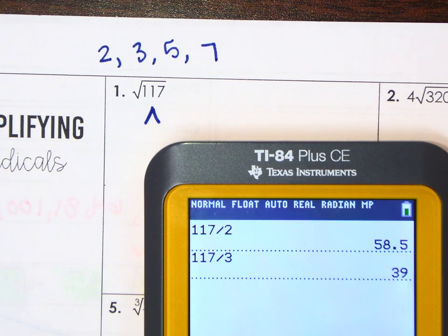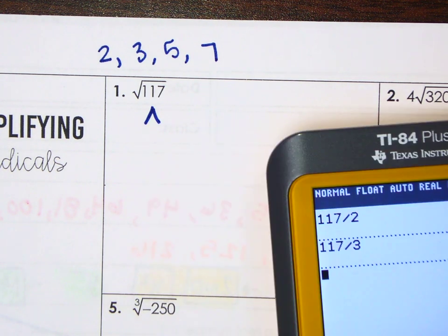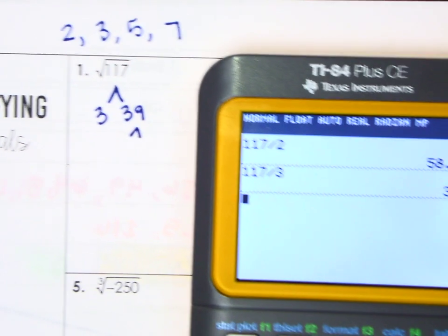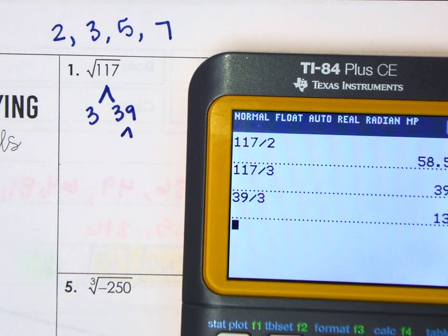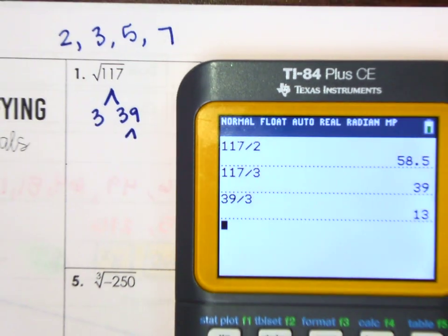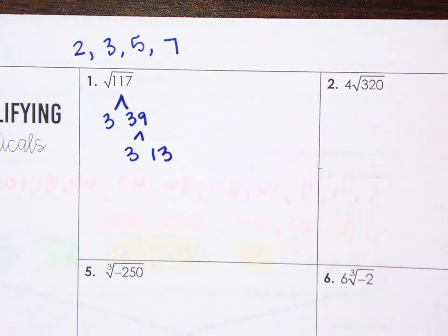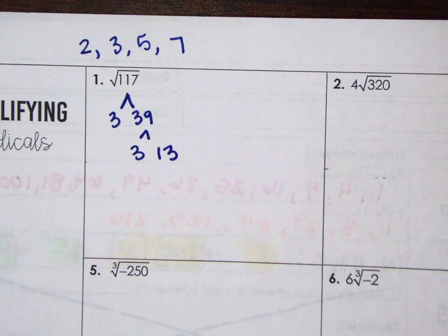All right, so 117 breaks down to 3 and 39. All right, so I'm going to try to divide 39 by 3, and it gives me 13. So that breaks down to 3 and 13. And 13 is prime, and you cannot break 13 down.